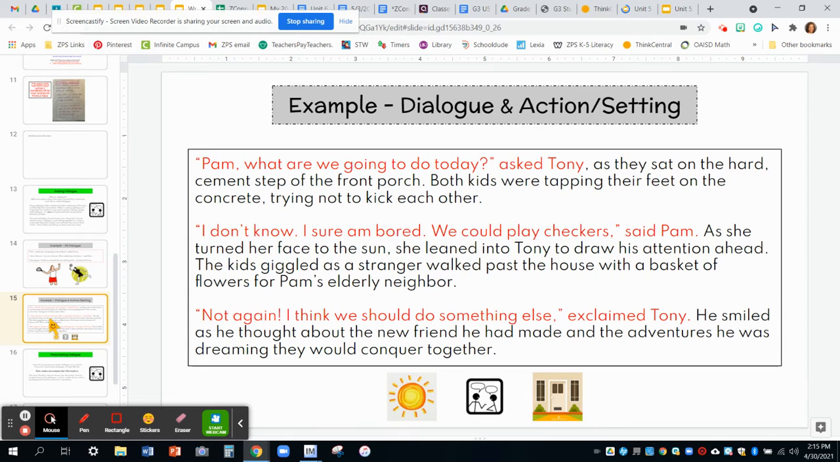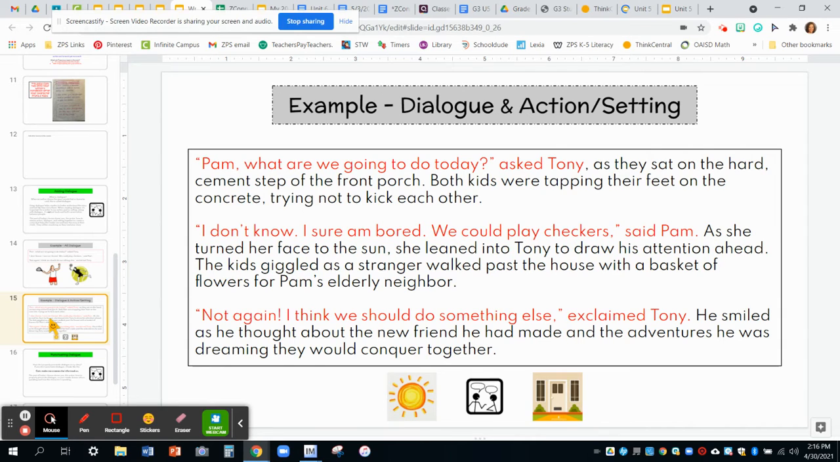Okay, can you hear what that might sound like, tapping their feet? Can you see what that might look like in your mind? People trying not to kick each other. You know that they must be sitting kind of close to one another. They're sitting on a hard cement step on the porch, so you kind of know where they are and what it's like.